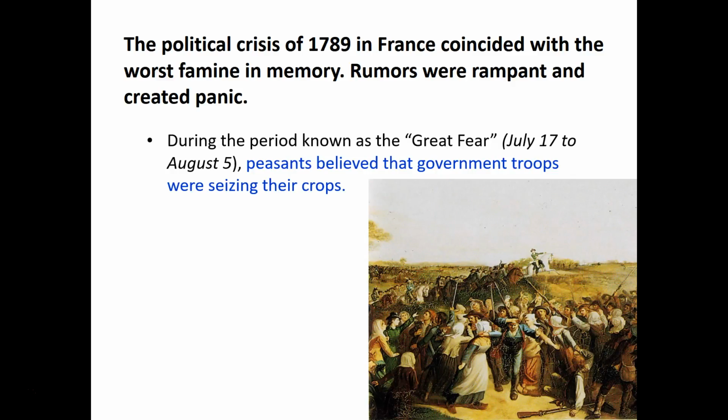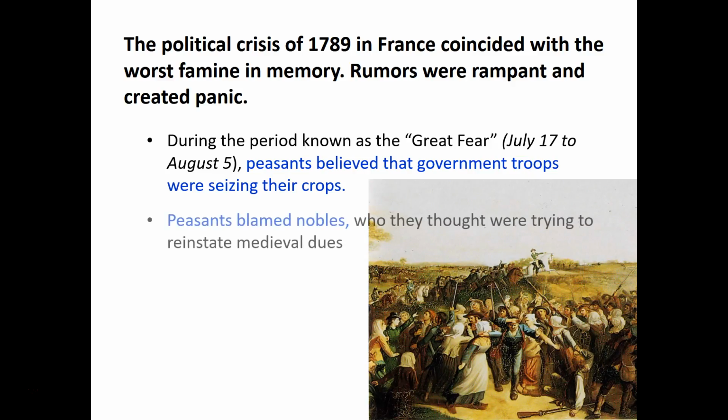The rumor circulating among the peasants was that government troops were going to come in and seize the crops, leaving the peasants with nothing left to feed themselves. Now, the peasants blamed the nobles, who they thought were trying to solidify their position again, reinstituting some of the dues and services that they had been due under the feudal system.